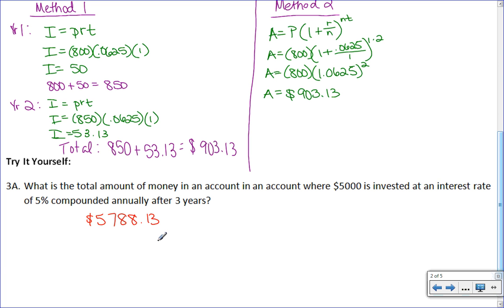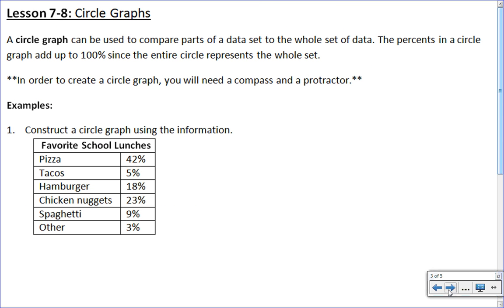Okay, let's shift gears quite a bit and move on to talking about circle graphs. A circle graph can be used to compare parts of a data set to the whole set of data. The percents in a circle graph add up to 100% since the entire circle represents the whole set. In order to create a circle graph, you will need a compass and a protractor.